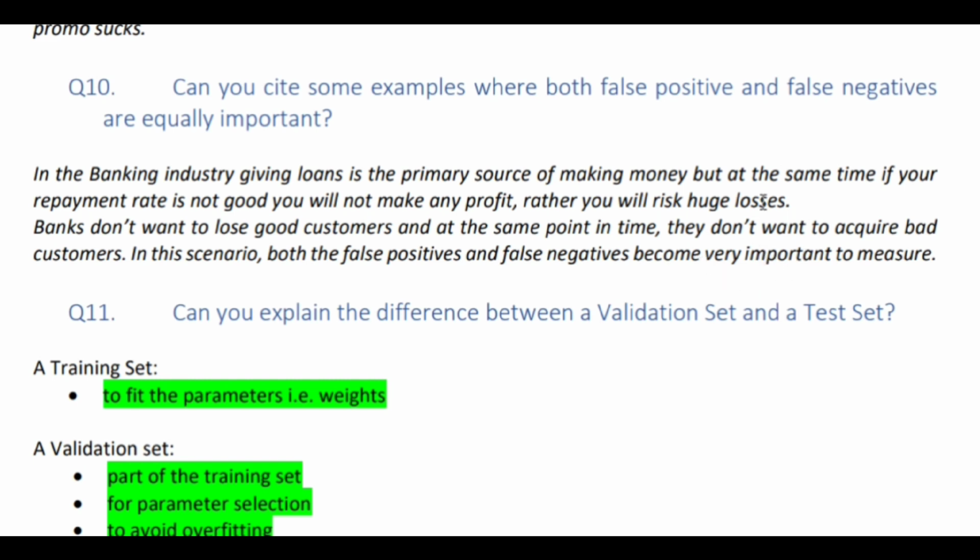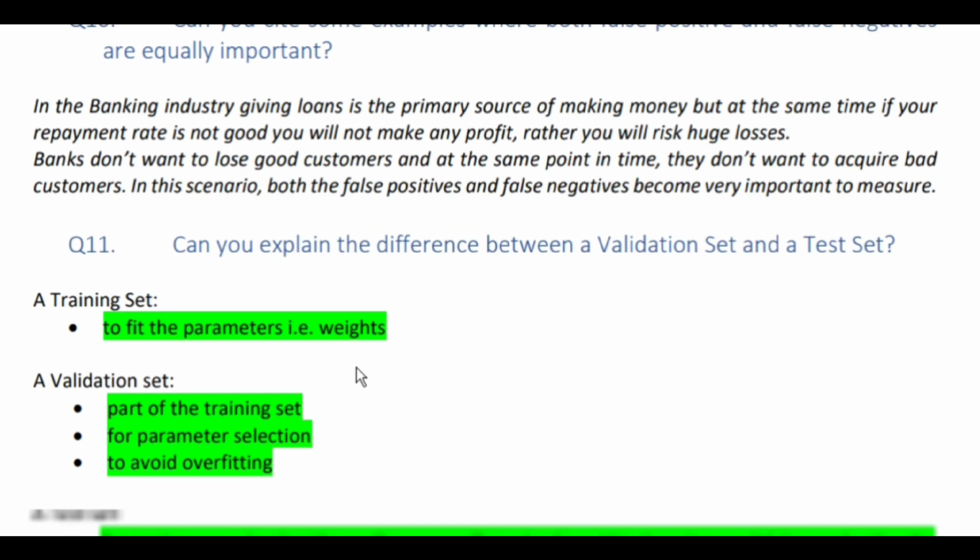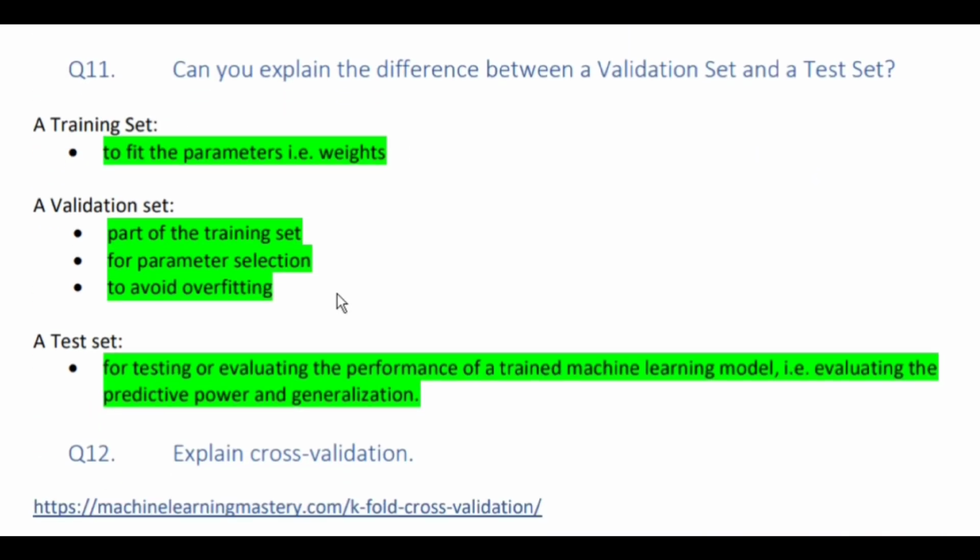Question number 11. Can you explain the difference between a validation set and a test set? A training set: what is a training set? It is used to fit the parameters, for example weights. And the validation set, part of the training set, is for parameter selection to avoid overfitting. Then a test set is for testing or evaluating the performance of a trained machine learning model, evaluating the predictive power and generalization.